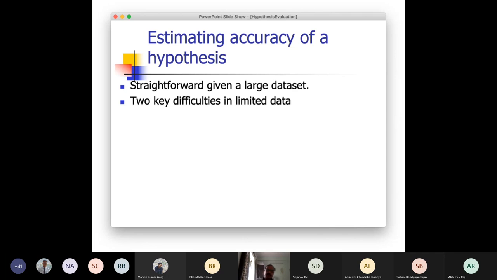Now, it may happen that you will always come up with a certain kind of hypothesis because of the limitation of data. That problem will still remain there. So there are two kinds of things that we check. One is a bias in the estimate, so biased by this data itself, and the variance in the estimate. Since you have limited data, our estimates could vary to a great extent.